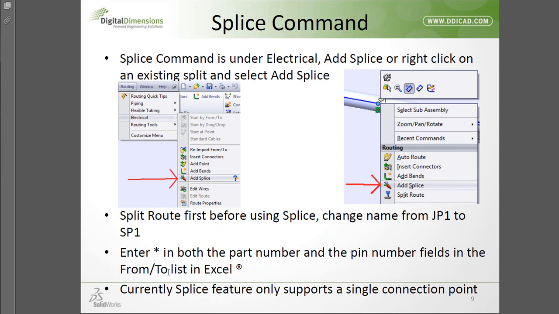And then if you do want to use a splice inside of a from to list, you want to use an asterisk for the syntax for that. Right now the splice feature only supports a single connection point. So right now it's just a single connection point. Alright, now let's go ahead and go back to SOLIDWORKS.